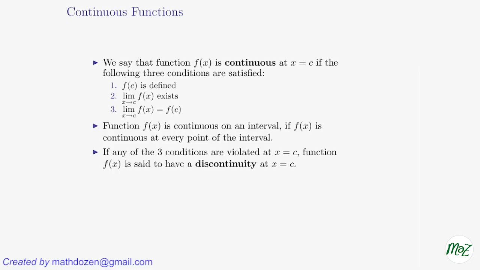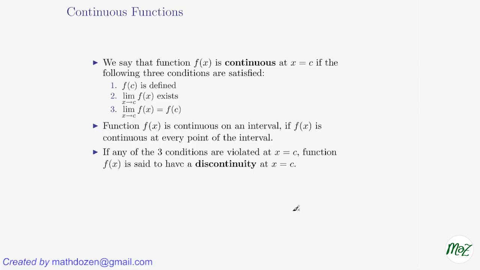Let's talk about continuous functions. First of all, we say that some function f of x is continuous at a point x equals c if the following three conditions are satisfied. First of all, f of x must be defined at x equals c, that is, the value f of c is defined. Then the limit of f of x as x approaches c must exist.